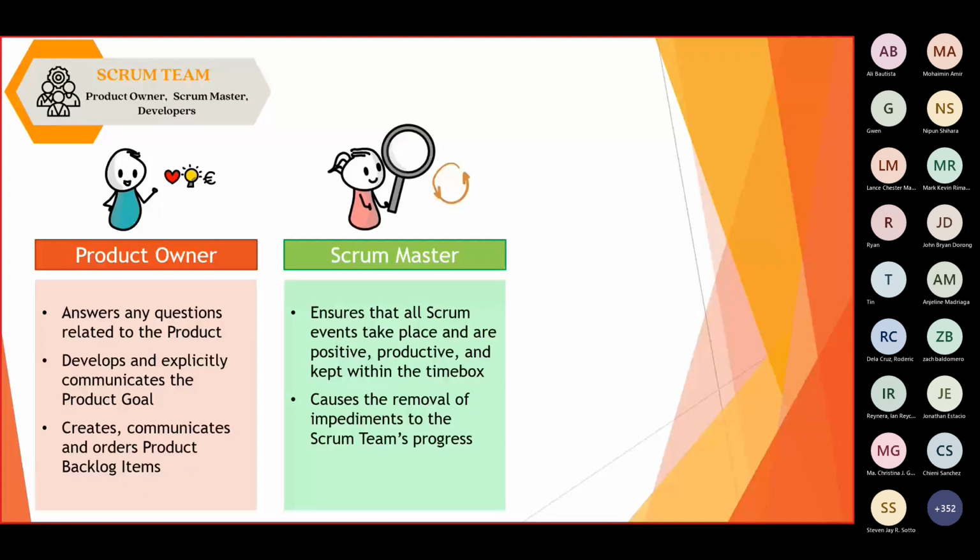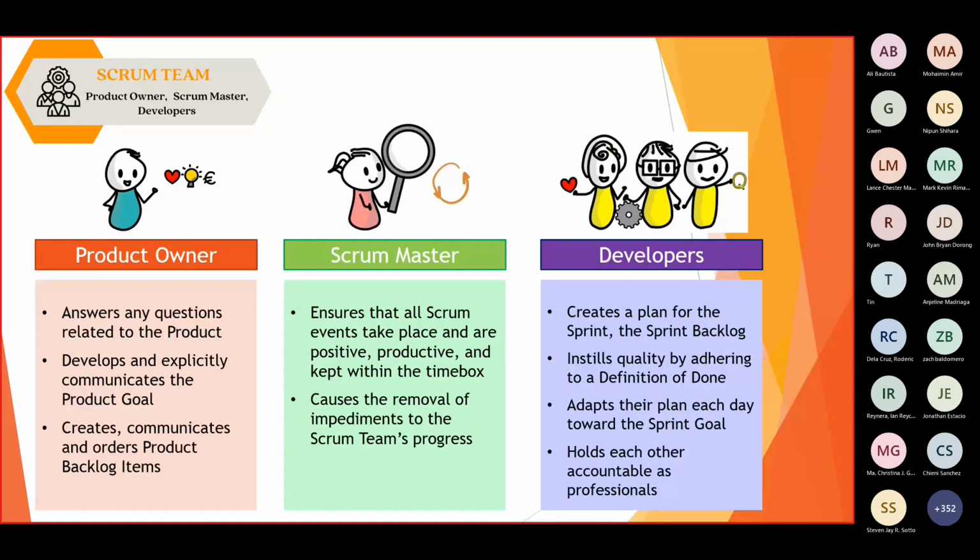And then finally, we have the developers. The developers create the plan for the sprint, which is called the sprint backlog. They also make sure that whatever they are doing is of excellent quality by adhering to an agreed definition of done. They are responsible for adapting their plan on a daily basis to make sure that they reach the goal for a certain iteration, and they are held accountable as professionals.